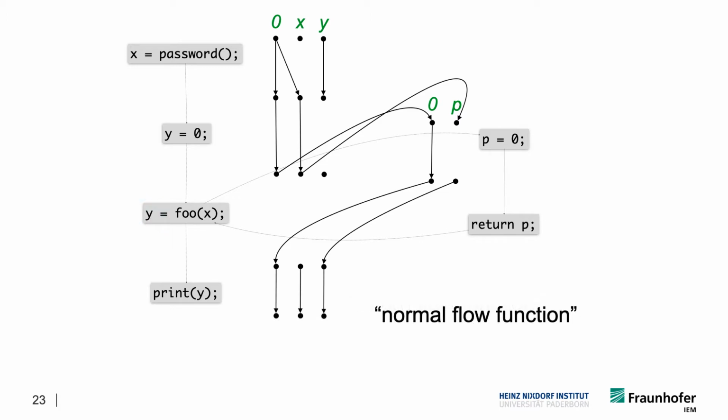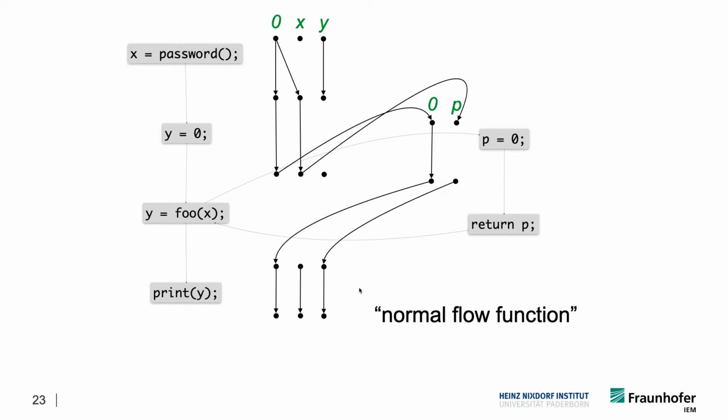Last but not least, we have another normal flow function here, right? And yes, this print statement might be a sink, so this flow function here might actually have some side effect that reports a result here, for instance. But other than that, in terms of the data flow equations, this statement will have no effect. So here we are actually using the identity function.